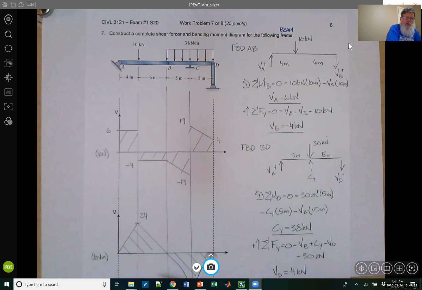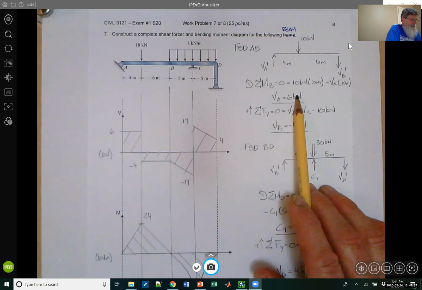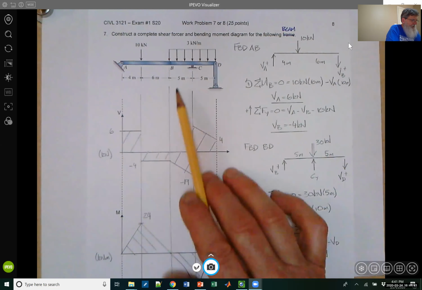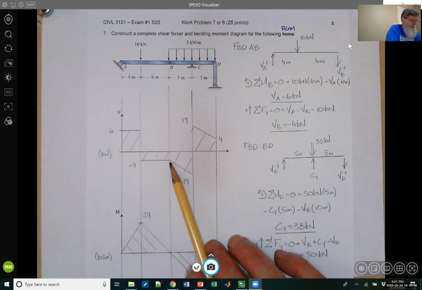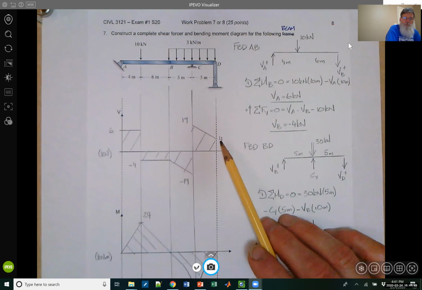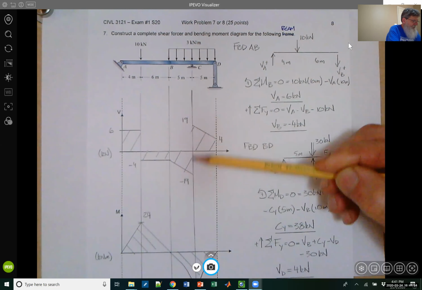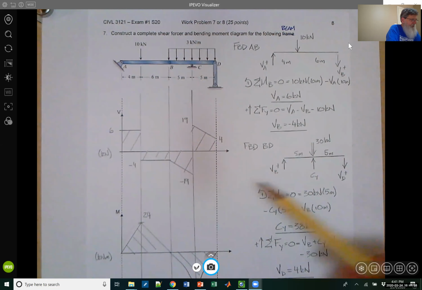So now I can go back up and I can start with my shear at A, which was 6 kilonewtons there. And I know when I get to B, I better get -4. When I get to D, I better get 4. So I've got some target points. Plus I know my reaction at C, that this change in shear because of the reaction at C better be 38. So let's get started here.